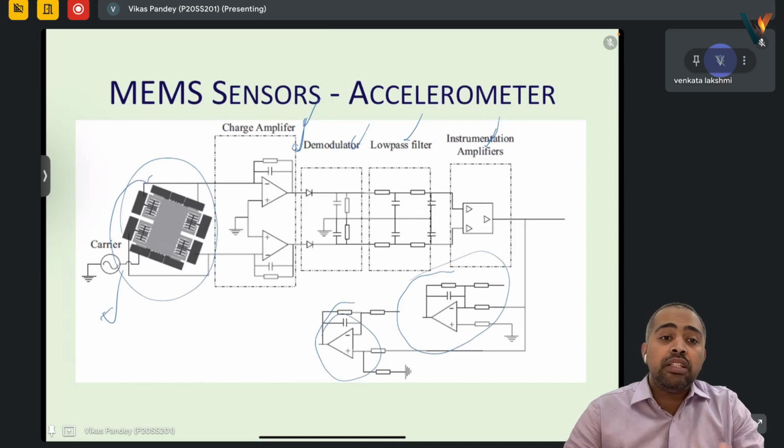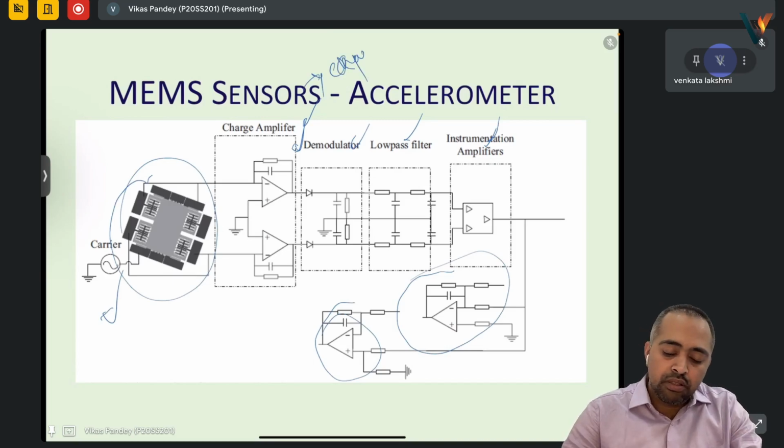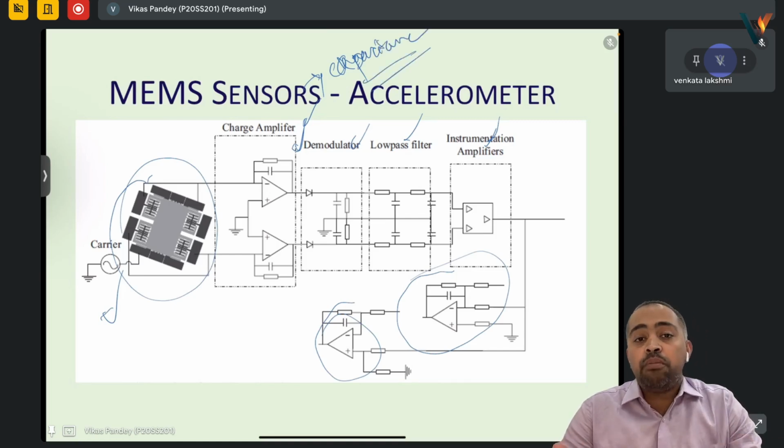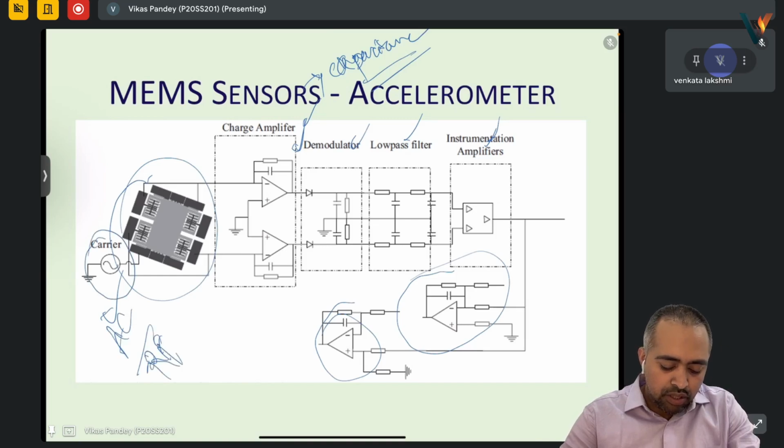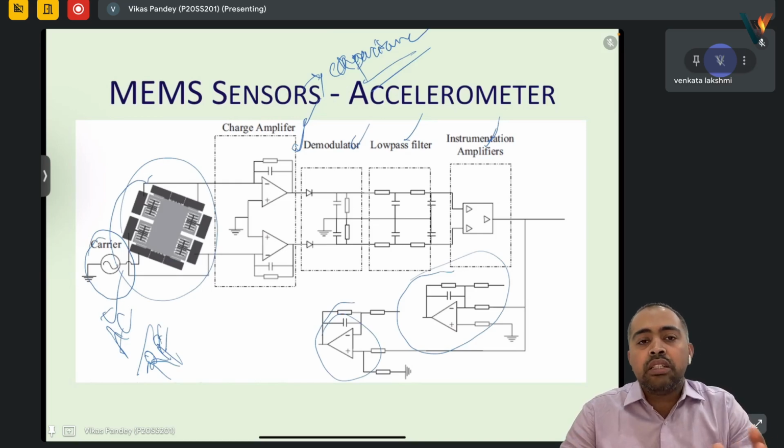So the interfacing, when we have capacitance change, is complex compared to when we have resistance changes. Here the carrier needs to be an AC signal or RF signal, instead of a simple DC signal. In electronics, we have a lot of DC sources like battery, cell, different things. But for AC, we need modulators and multivibrators to generate it. That's why it makes it complex.